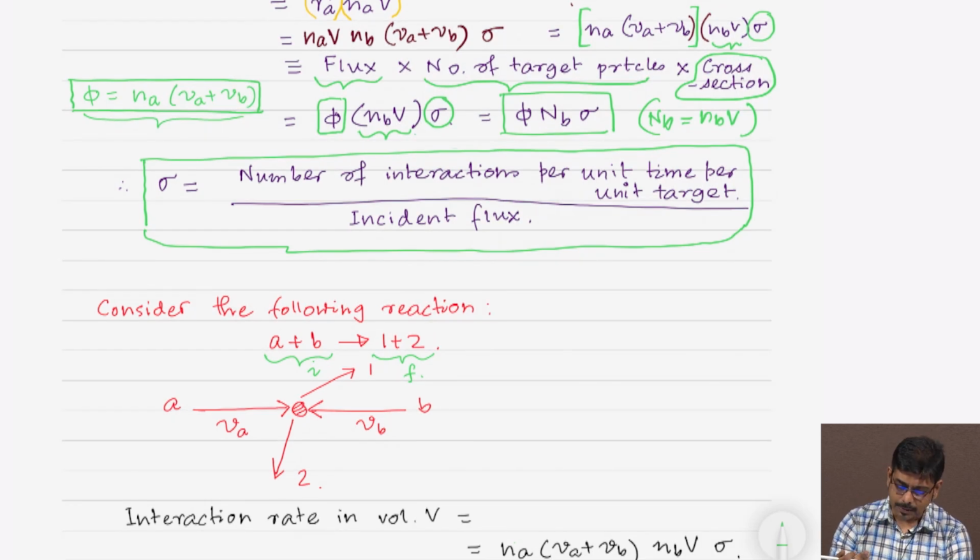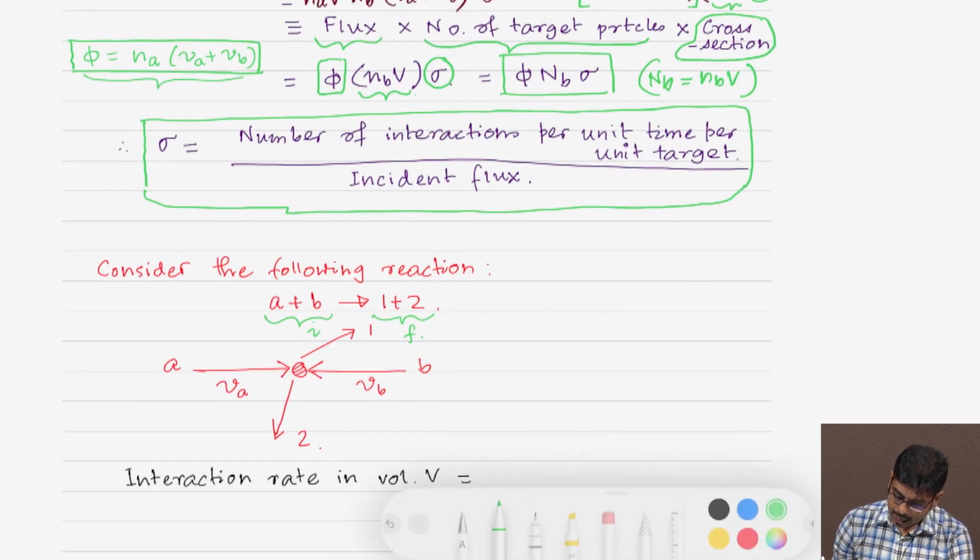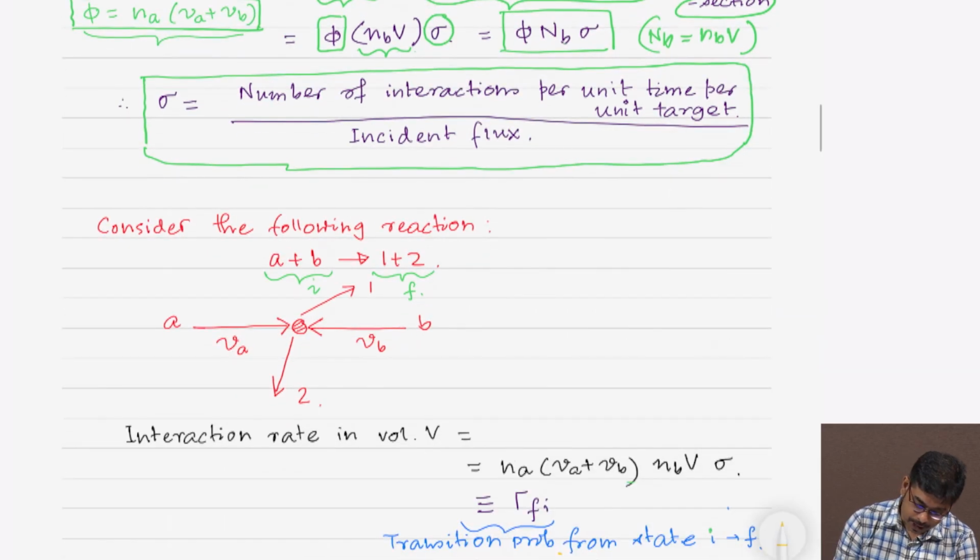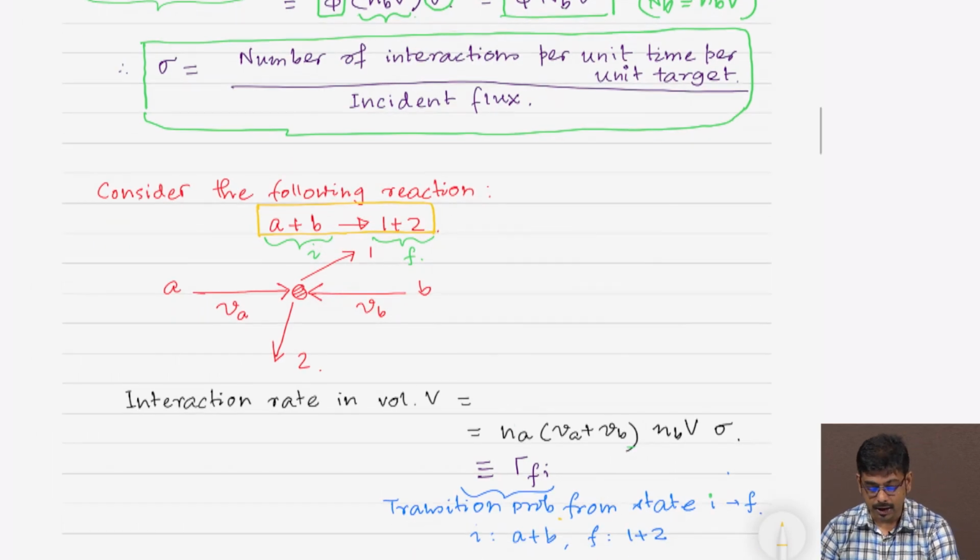Let us now consider a specific reaction of the type A plus B going to 1 plus 2. So, A plus B are the initial state particles, which I define by I, and 1 plus 2 are the final state particles, which are defined by F.